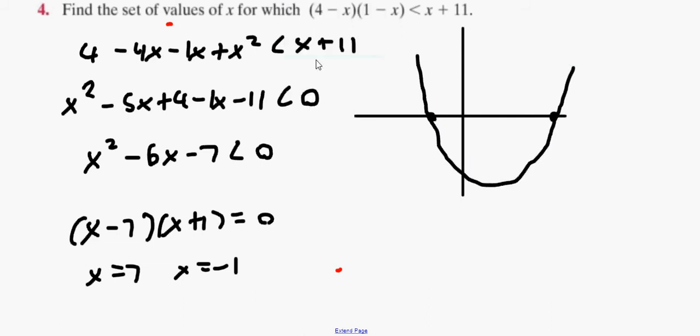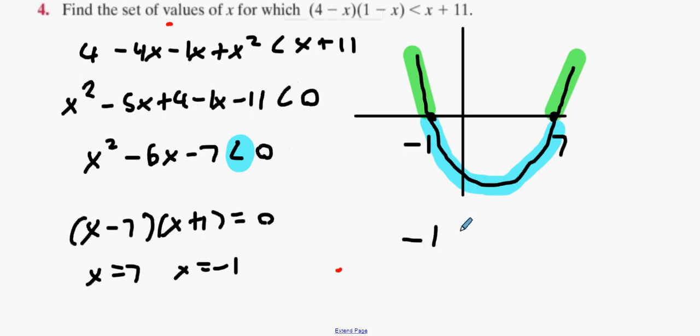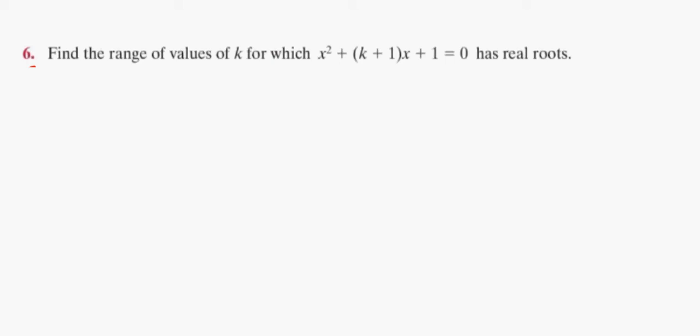Now once again, you have 2 answers. You have the blue answer, or you have the 2 green parts. Which one are you being asked for? It's smaller. Smaller would indicate the blue part. So what are the x values in the blue part? Start at minus 1, end at 7. So minus 1 less than x less than 7. I'll pause it there.